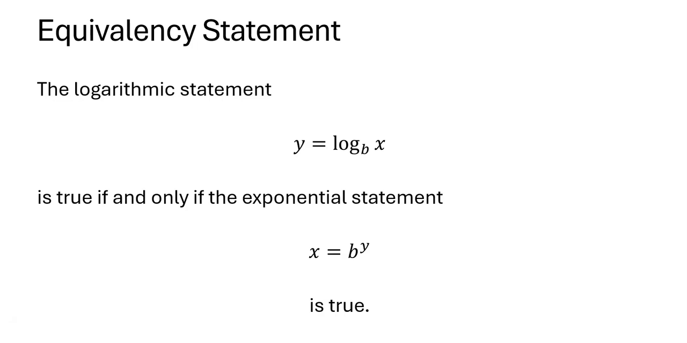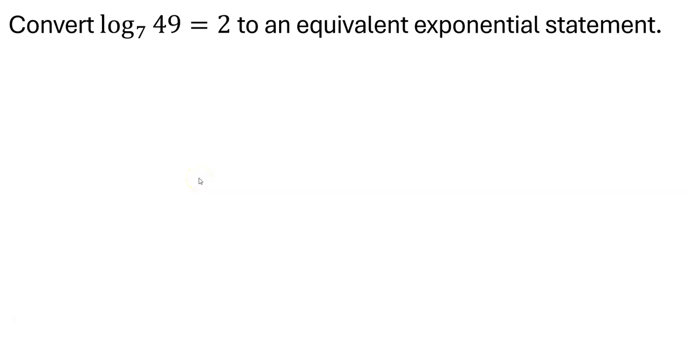They switch sides. So I always start with identifying the base. I switch the sides of my two numbers, and I have my equivalency statement. Let's practice. We're going to convert the log of 49 base 7 equals 2 to an equivalent exponential statement.